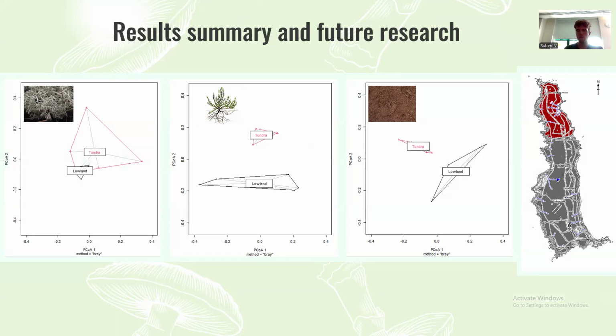And finally, for soil, again I found a significant difference between lowland and tundra heathland. And there are other ways of measuring soil health other than soil organic matter, such as soil density, and maybe this could be looked at.